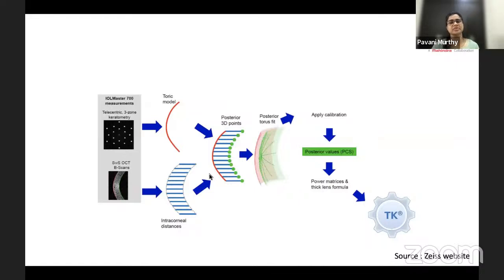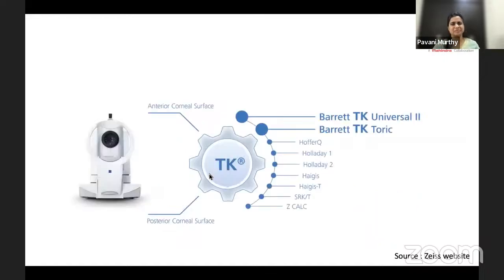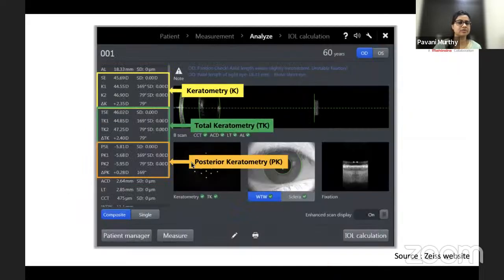So IOL Master 700 measures the posterior corneal surface. A few of the formulas, like the Barrett Universal, use nomograms to interpolate data to form posterior corneal astigmatism. The true K calculated here can be used in almost all the formulas like the Hoffer Q, Holladay, Haigis, SRK/T, except in Barrett, which already has a nomogram built in to extrapolate the posterior corneal surface. Of course, with this instrument comes the Barrett suite, which takes into consideration the 2 K values.